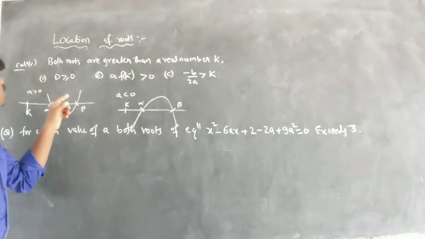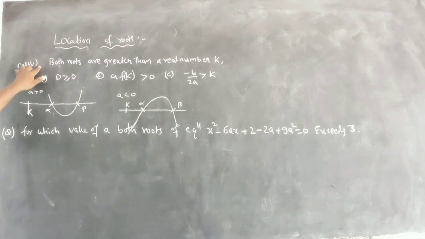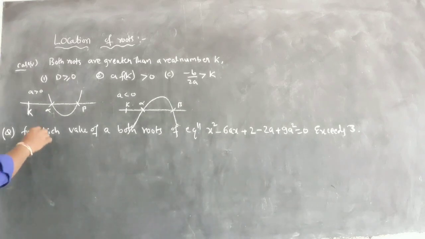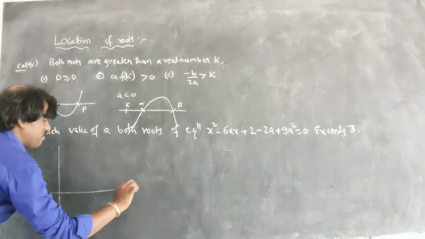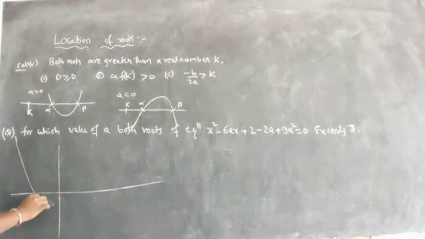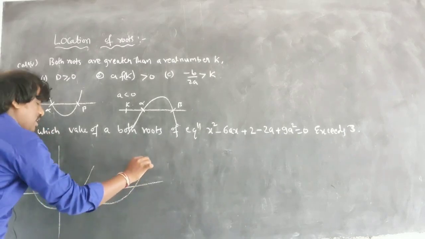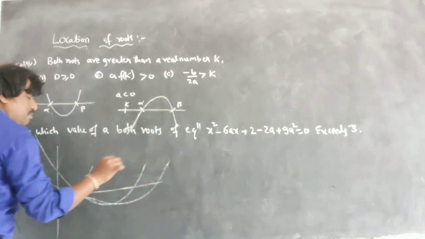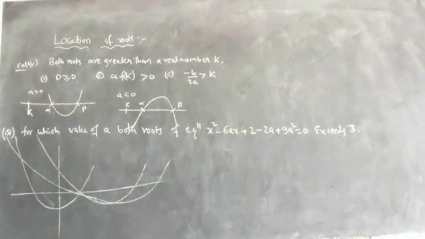So let us see here now, both roots are greater than a real number k. The case number 5: if both roots are greater than a real number k, then what are the conditions? This I already explained to you. Suppose you have an x-axis and y-axis. One quadratic equation is going this way or that way, whatever it may be. Suppose it is going this way, so a will be greater than 0.